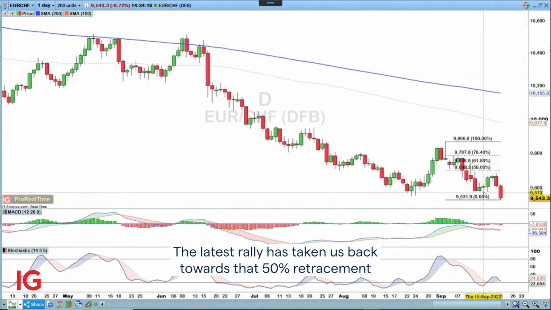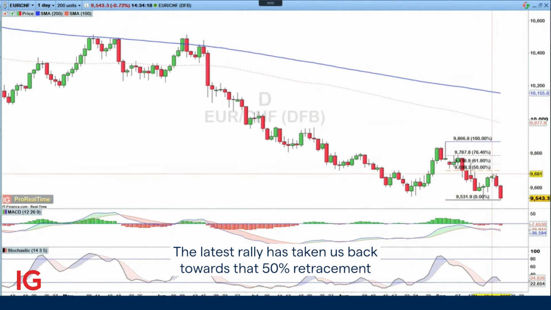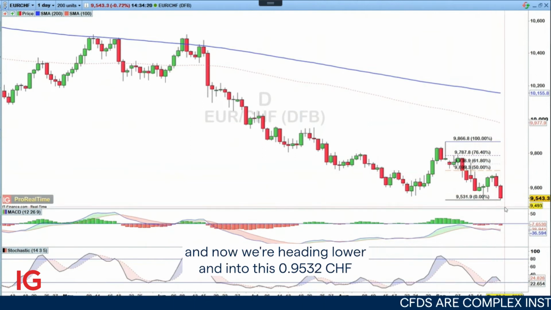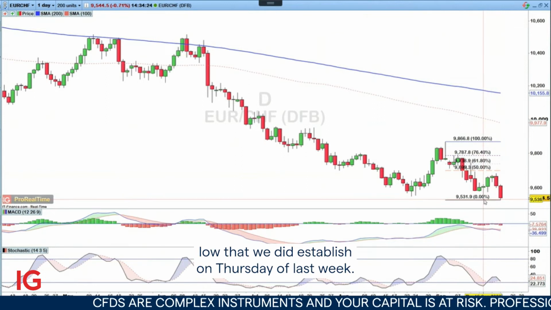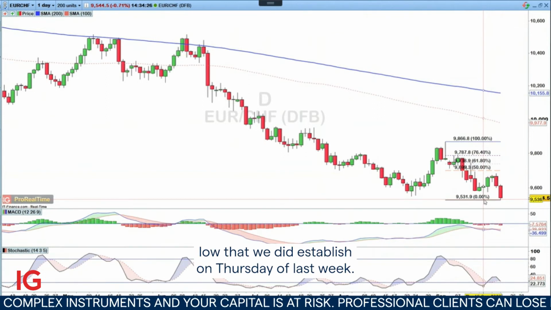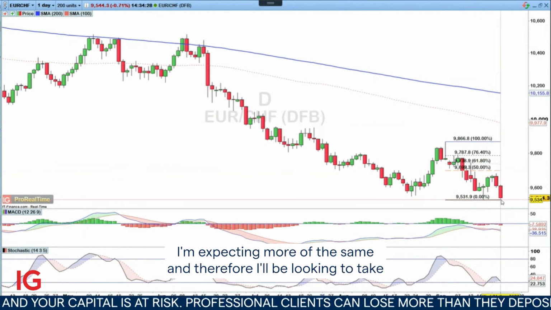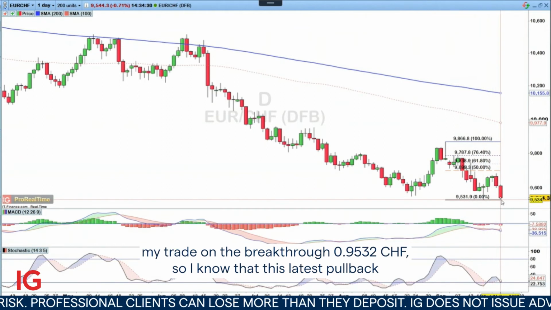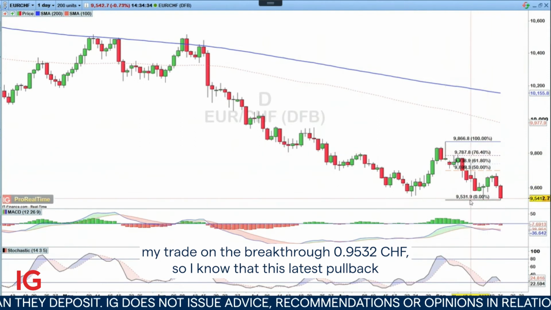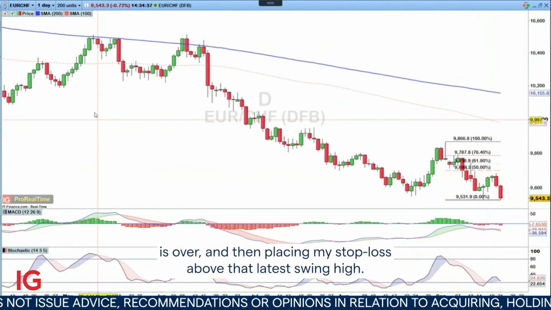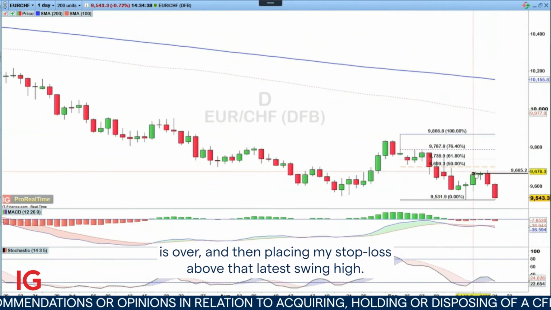The latest rally has taken us back towards that 50% retracement, and now we're heading lower and into this 95.32 low that we did establish on Thursday of last week. I'm expecting more of the same, and therefore I'll be looking to take my trade on the breakthrough of 95.32, so I know that this latest pullback is over, and then placing my stop loss above that latest swing high.